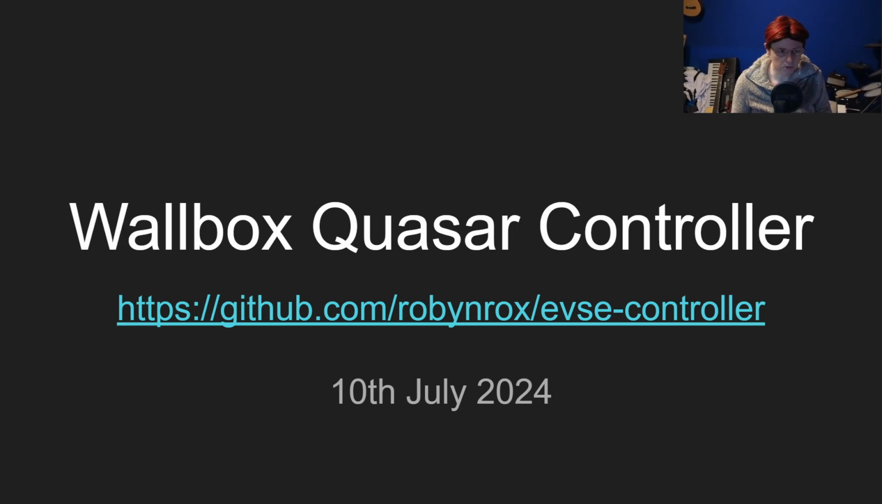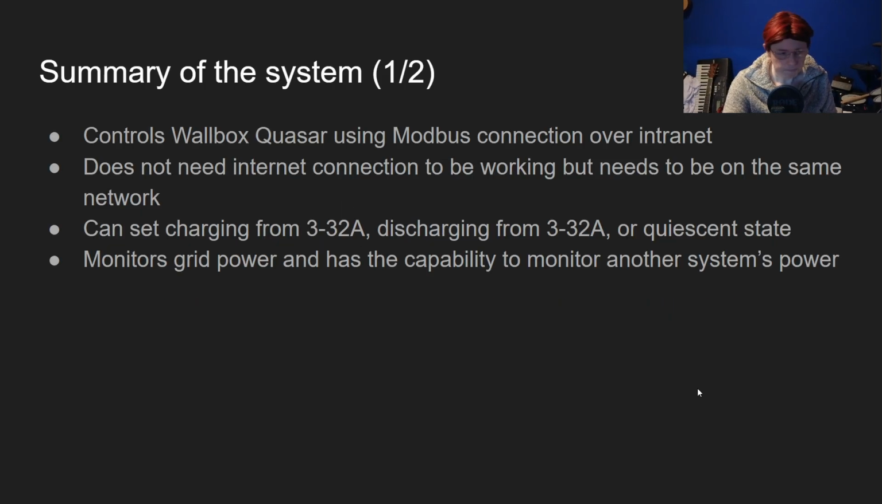This is more about home energy generation through microgeneration and a specific piece of software that I've written that controls the hardware that I've got. So I'm describing this in this video. This is the Wallbox Quasar controller that I've written. The URL for that is as stated. It's open source software. It's on GitHub. And let's get into it.